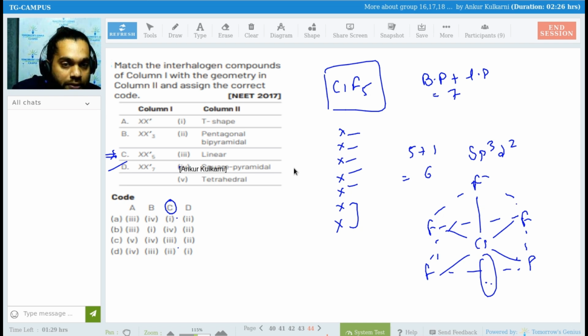So the answer, how did you say D? Yes, Sasidharan? Sir, I went with XX3, it's linear. Okay, XX3 is linear. But wait a minute. Is XX3 linear? Let us check. Suppose again I have ClF3. Sasidharan, what did you take for XX3? You can take anything. I have taken ClF3.